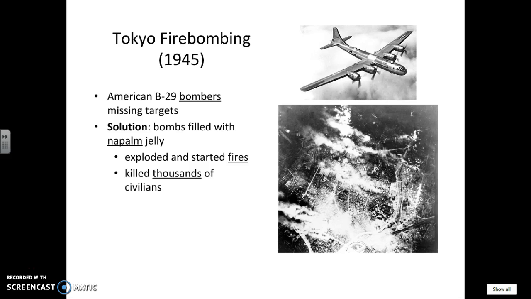One of the things that made the firebombs really, really effective was that in Japan, a lot of their buildings were just made of wood. Not bricks, not concrete, but wood. So these firebombs really, really destroyed the city.